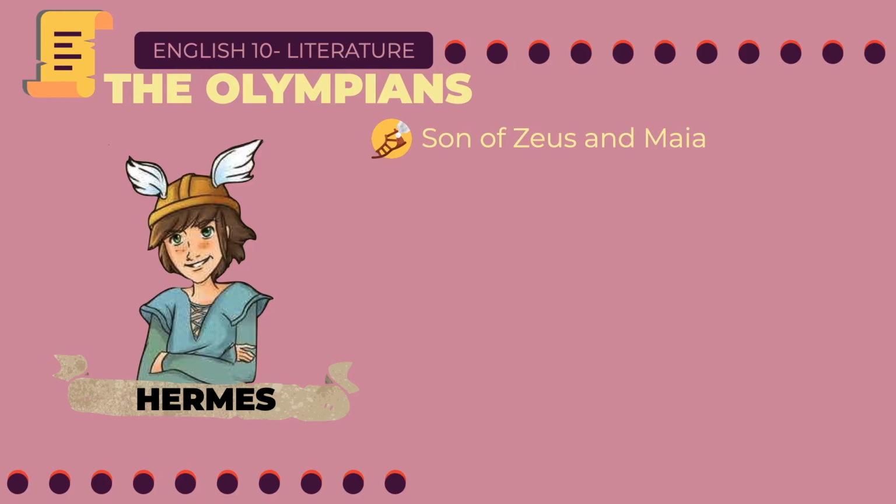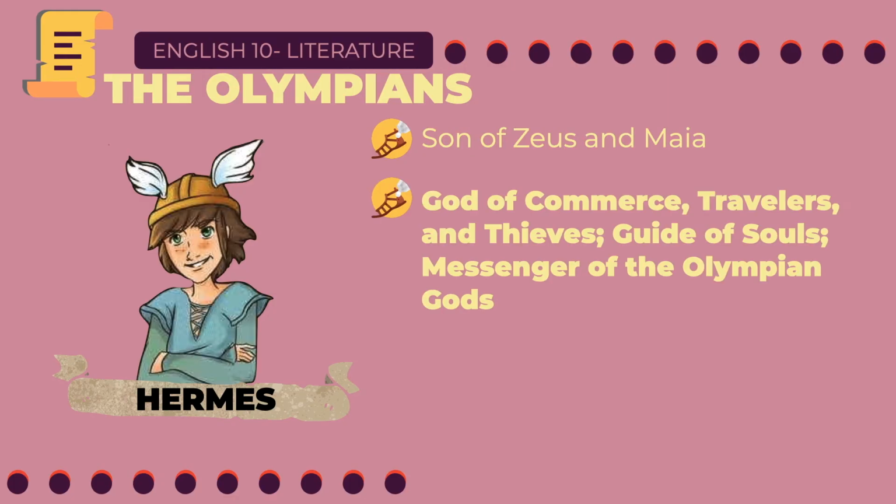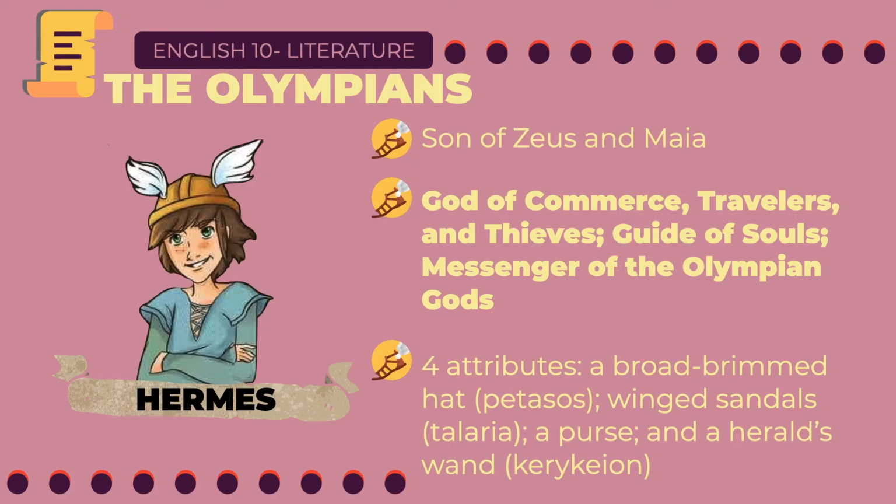He is the son of Zeus and Maia, one of the 7 daughters of the Titan Atlas. He is the god of commerce, travelers, and thieves. He is also the guide of the souls. In addition, he is called the messenger of the Olympian gods. He was represented as an athletically built nude youth, immediately recognizable by 4 attributes: a broad-brimmed hat, petasos, winged sandals, talaria, a purse, and a herald's wand, kerikeon.